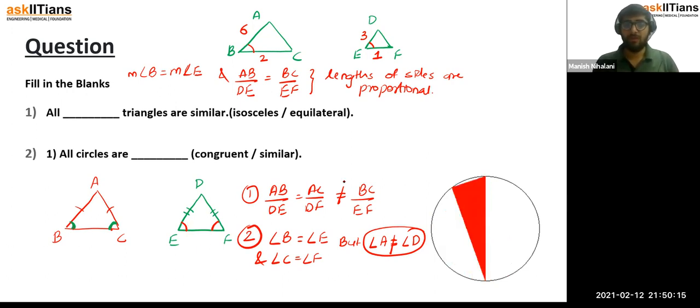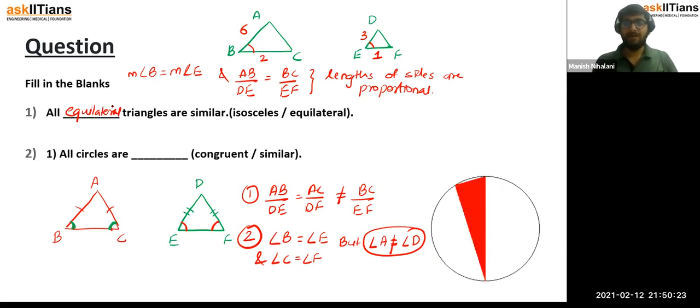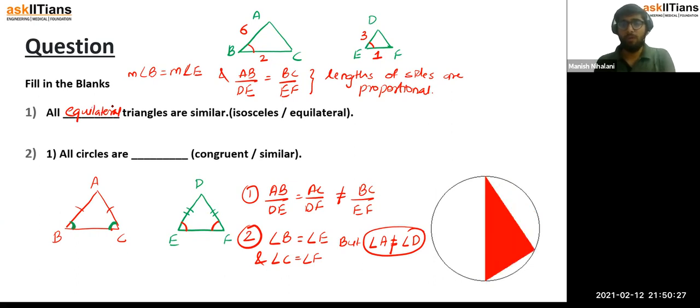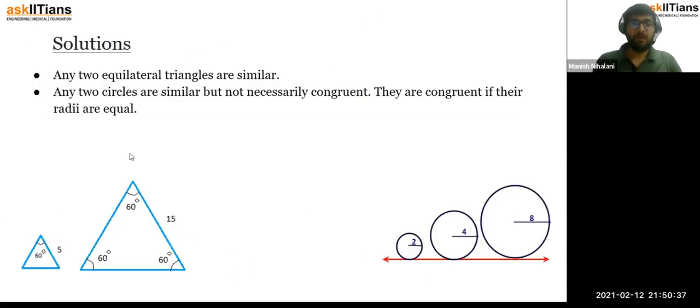Okay? So first one, we would say therefore all equilateral triangles are similar, because all equilateral triangles have angles of 60 degrees and they have congruent sides. So their sides will always be in proportion and their angles will always be equal, right? Let's move to next. Now we'll see this. Okay, this is the solution.